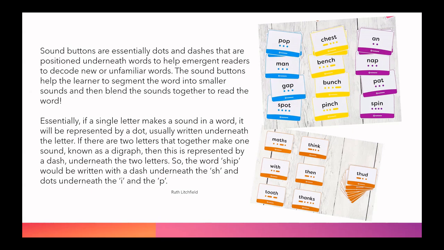Now, think is a tricky one because in some phonics schemes, you will have the nk as one sound, and for others, you will have the N and the K as separate sounds. So it just depends on the scheme that you're using. But let's say, for instance, I want to write the word third. Now, the T and the H is a digraph because they make one sound. I am going to put a dash underneath there. And then for the R and the D, I'm going to put a dot because those are one letter, one sound.